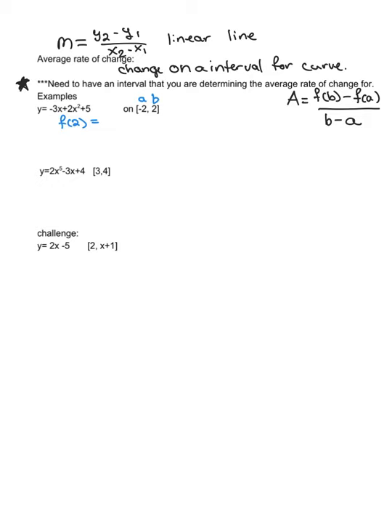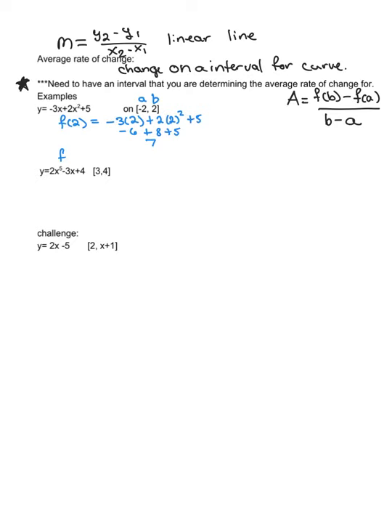So now we plug 2 in. So this would be negative 3 times 2 plus 2 times 2 to the second power plus 5. Put that in your calculator and that is negative 6 plus 8 plus 5, which is going to be 7. So f of 2 is 7.